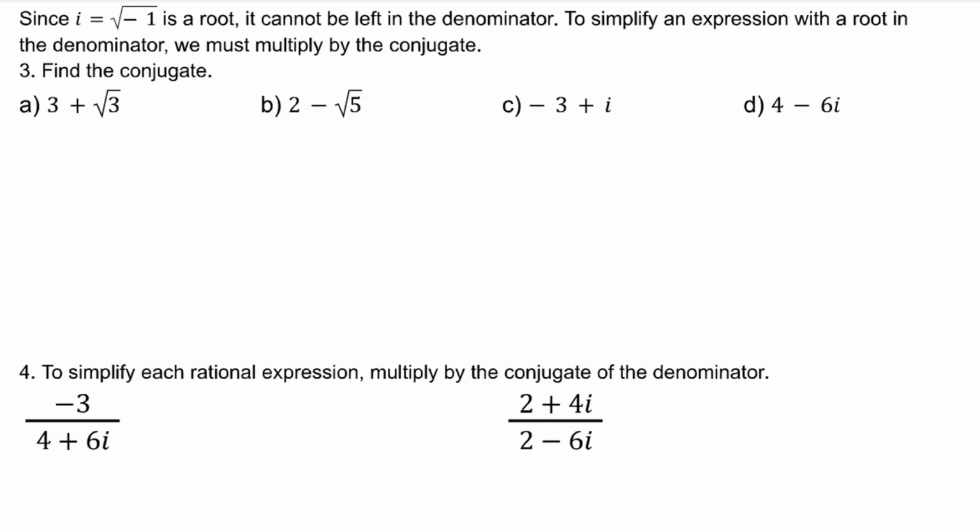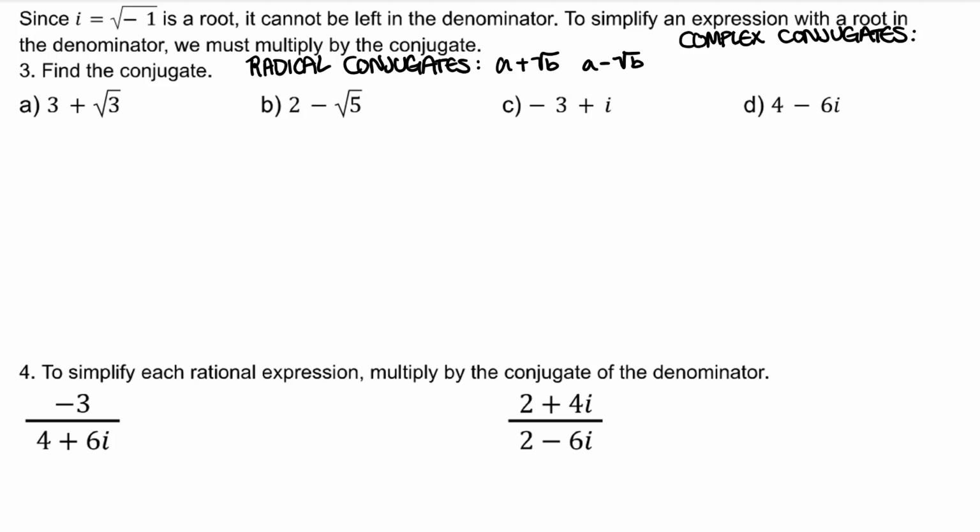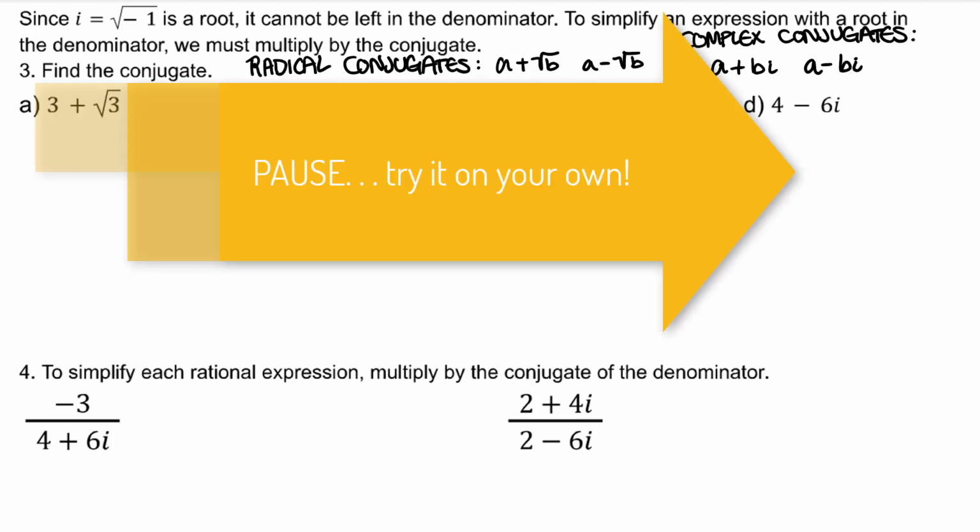Since i is a root, it cannot be left in the denominator. To simplify an expression with a root in the denominator, we must multiply by the conjugate. The conjugate of a plus root b would be a minus root b. As far as complex conjugates go, the conjugate of a plus bi would be a minus bi. Remember, you change the sign of the imaginary part, or you change the sign of the radical part when it comes to conjugates. So try it out. Pause this video, find the conjugates, and then press play to check.